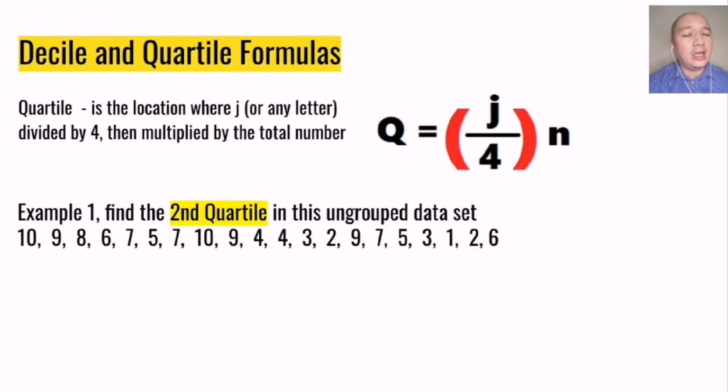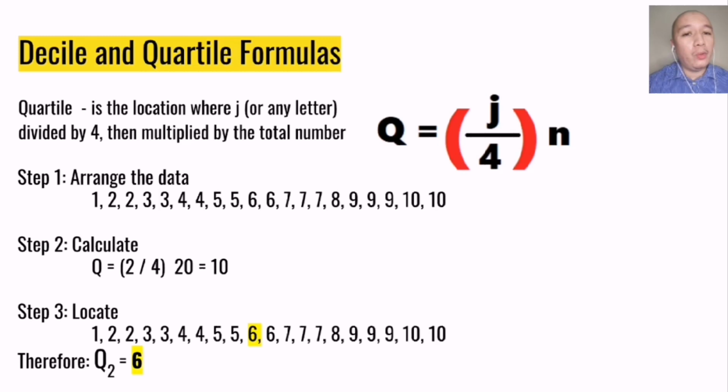Now, if the decile is divided into 10 parts, the quartile is divided into 4 parts. So, same formula. We have just replaced the denominator. Q for quartile is equal to j, or any letter, divided by 4, multiplied by N, or the total number. We are going to use the same example. Let's try to find Q2, or the second quartile, in this ungrouped data set. First, arrange the data, just like what we did with decile.